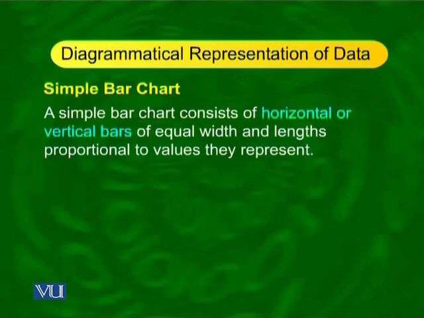Isme hum bars draw karte hain, either vertical or horizontal. Most of the time we take them vertically, and the widths of these bars are equal, but the lengths of the bars vary depending on the size of our data. So let us consider an example.